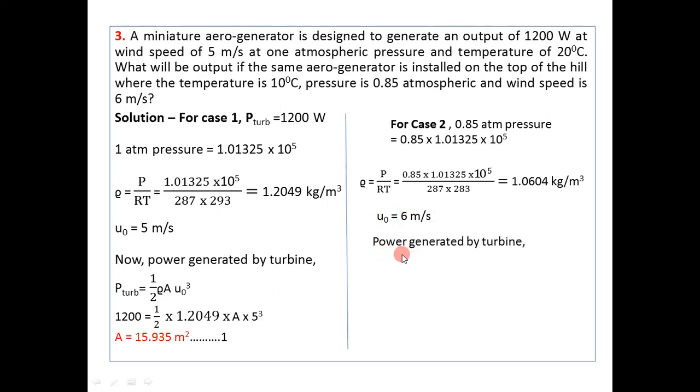So power generated by turbine is now same formula, 1/2 rho into A into U cube, but here we have to find the power generated. Therefore putting the value of A from this equation, we will put this value here. So 1/2 into density, this value, this is A from this value, and 6 cube, so it is coming around 182492 watts. So this is the required answer.